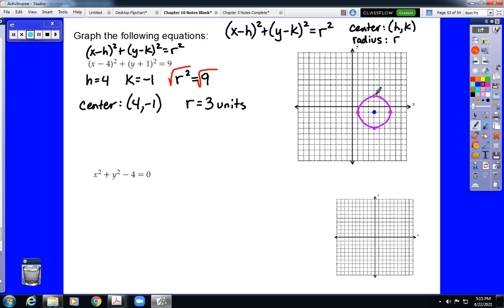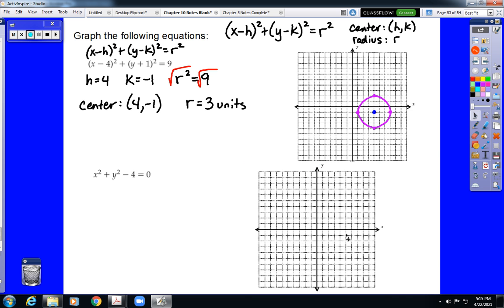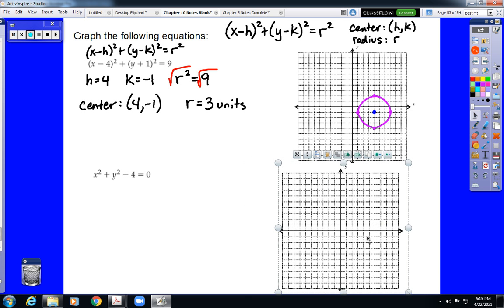So, in the second example here, this one is not quite in standard form yet. So we need to think, okay? We've already got x squared, we've already got y squared, but this number is in the wrong place. We need to move it to the other side of the equation first thing. That puts this equation into standard form. So x squared plus y squared equals 4.